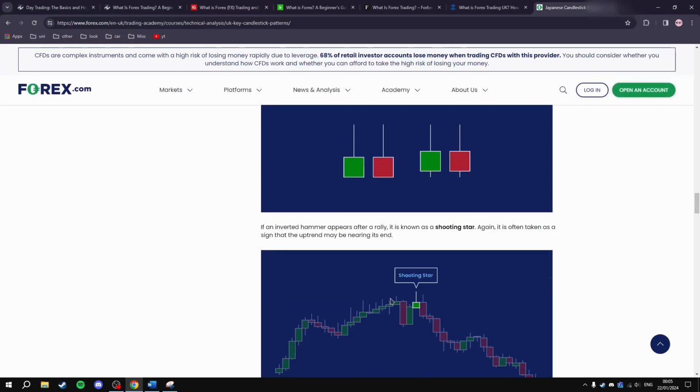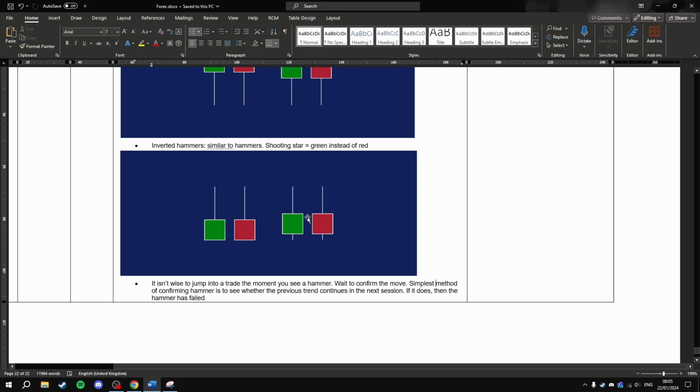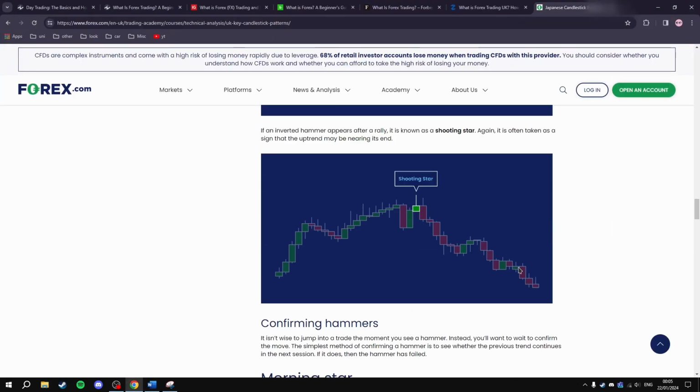Shooting star. Yeah, shooting star is green. So green instead of red. Yep, put that right, okay.